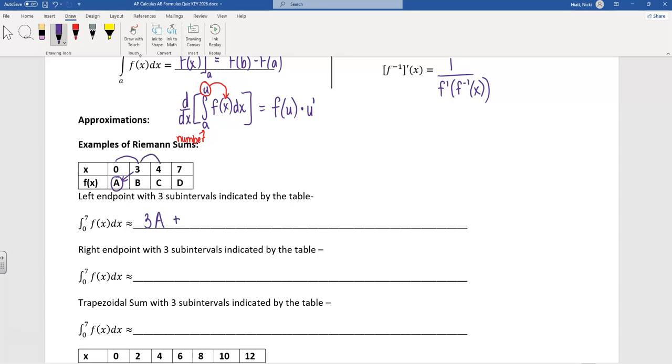And then I'll do my next rectangle. From 3 to 4 is 1. So I have 1 times B. And then I'll do 4 to 7. From 4 to 7, that's 3 again. And I'll use the left endpoint, which is C.